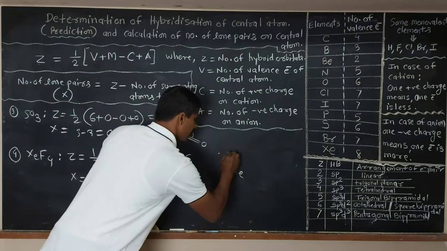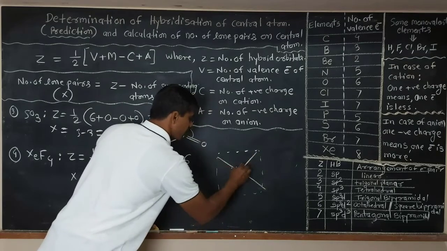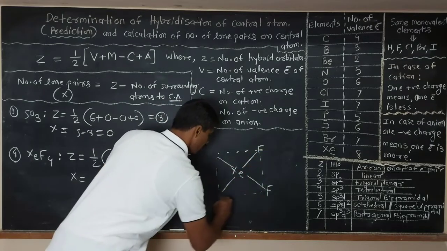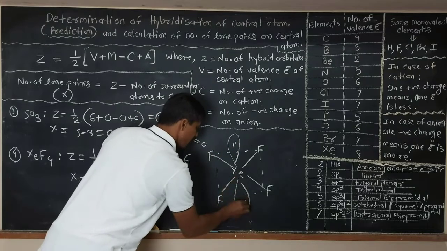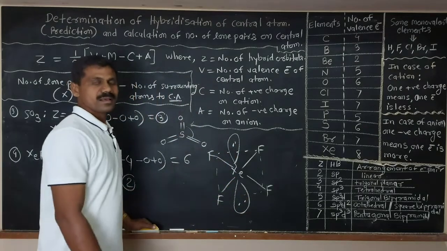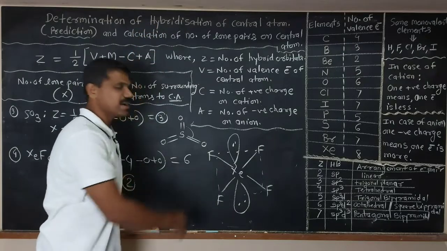Xenon, it is the square arrangement like this, square. Fluorine, lone pair and again lone pair. The concept is to determine hybridization. I will teach you even the shape also.